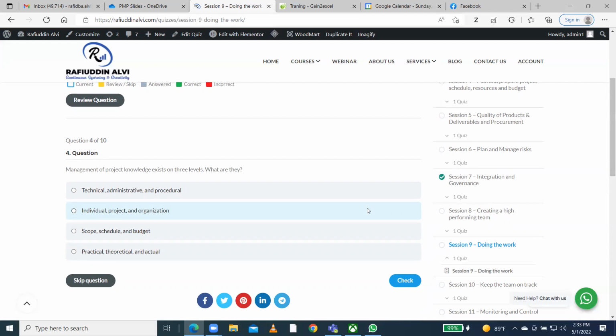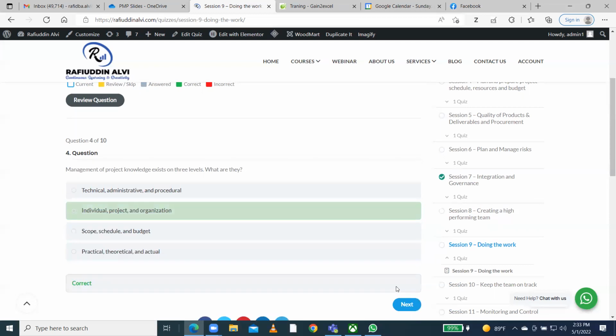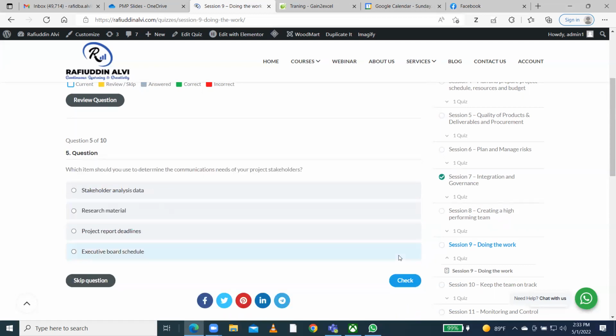The management of project knowledge exists on three levels. What are they? Technical, administrative, and procedural; individual, project, and organization; scope, schedule, and budget; or practical, theoretical, and actual? Individual, project, and organization. Good, excellent. It's very clear, three levels basically, straightforward.